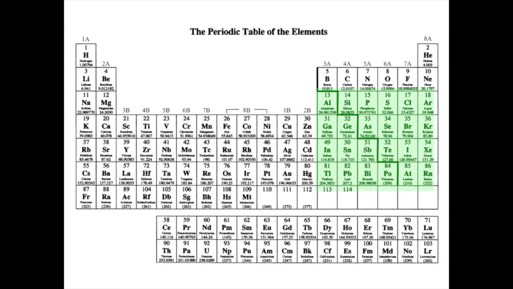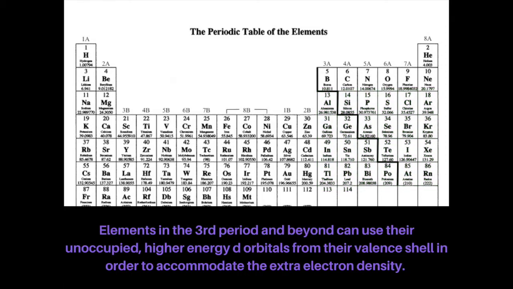If you look at the elements in the third period and beyond, say for example sulfur, we know that its highest energy electron sits in a 3p orbital. What we also know is that because that electron sits in the third shell, sulfur also has a set of 3d orbitals as well. So when we talk about elements that are going to be expanding their octets, these elements are going to be able to use unoccupied higher energy d orbitals from their valence shell in order to accommodate the extra electron density.